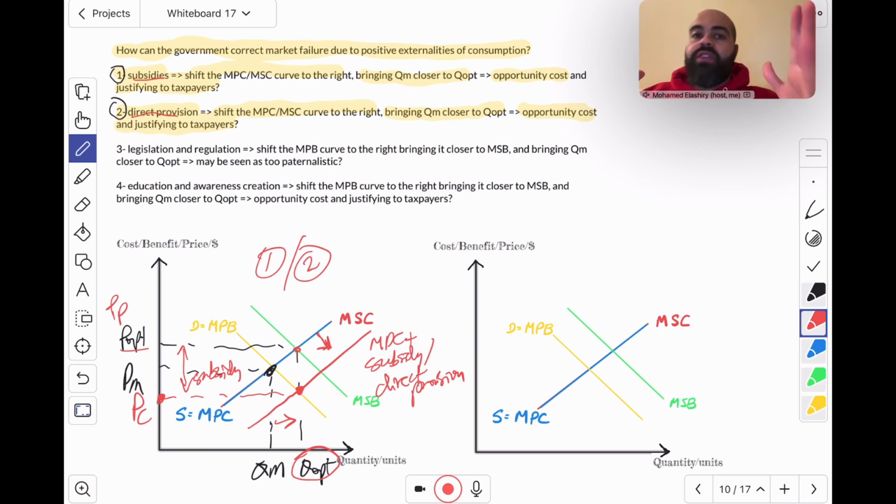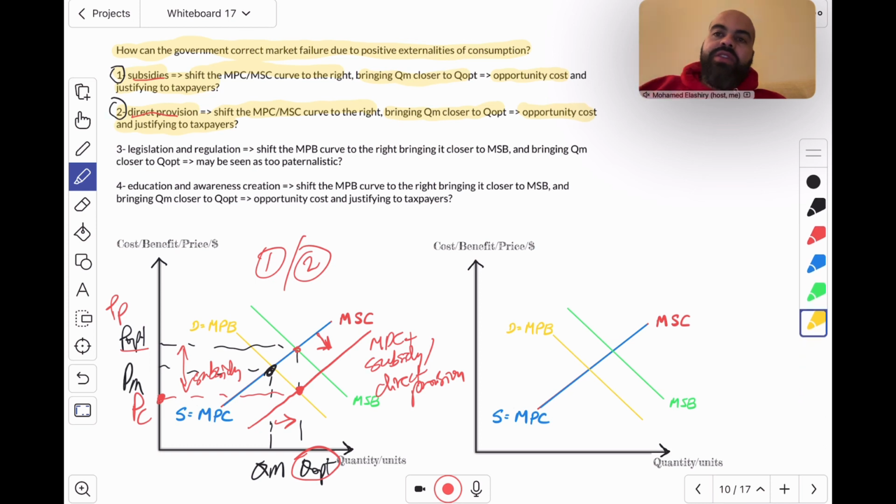Both solutions involve an opportunity cost and need to be justified to taxpayers. There are also solutions that target demand. Through legislation and regulation, the government can pass laws that force everyone to get this vaccine or force parents to put their kids in school up until a certain age or whatever. Legislation and regulation helps shift the MPB curve to the right, bringing it closer to the MSB and bringing QM closer to Q opt.